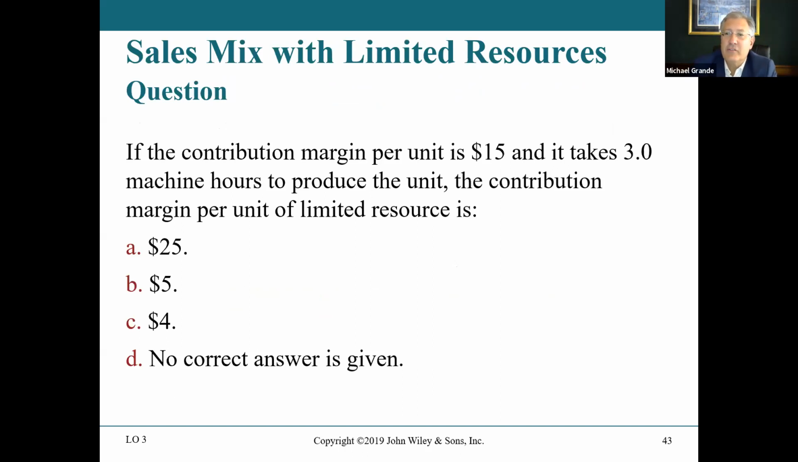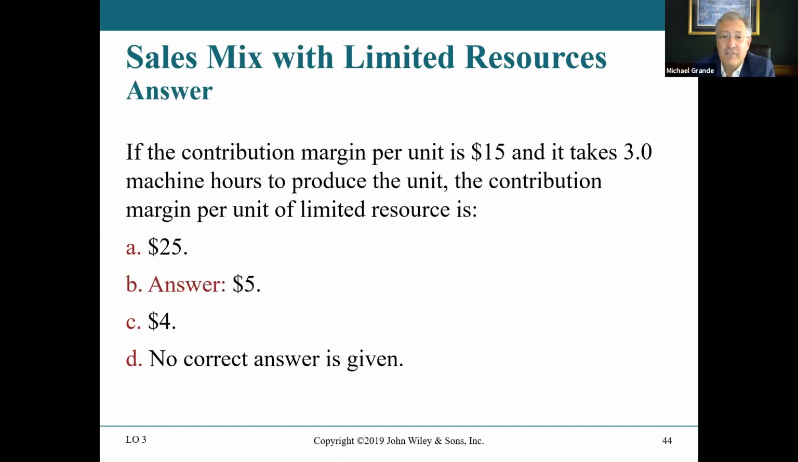If the contribution margin per unit is $15 and it takes 3 machine hours to produce the unit, the contribution margin per unit of limited resource is 15 divided by 3, right? $5.